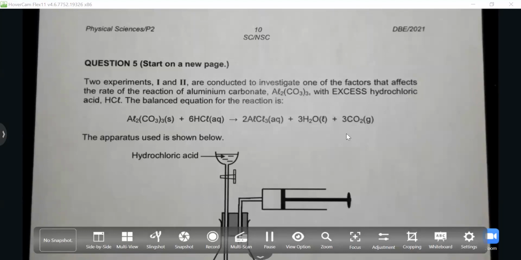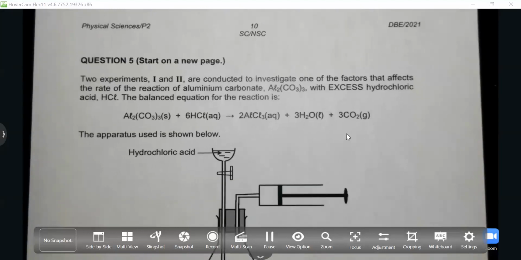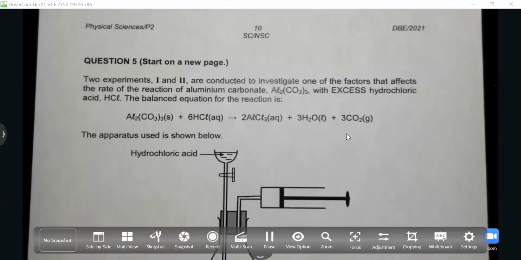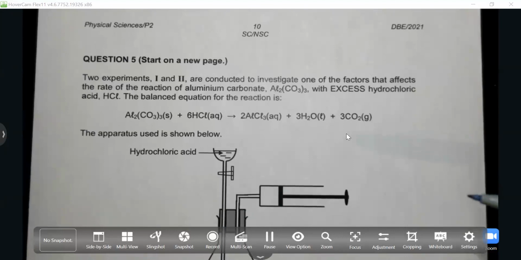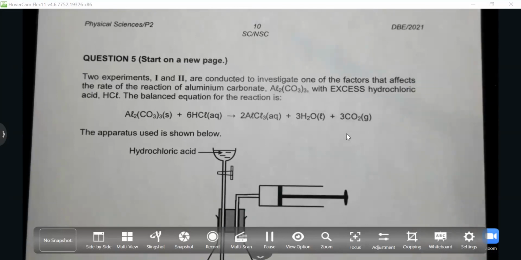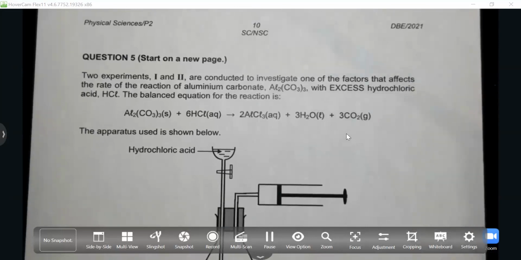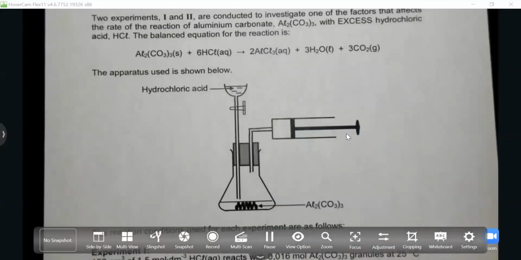Okay. So for both exam papers, 2021 and 2022, rates of reactions are usually asked in question five. So what I'm starting off here is the 2021 exam. This question tells us that we have two experiments, one and two, which are conducted to investigate one of the factors that affects the rate of a reaction of aluminium carbonate with excess hydrochloric acid. And then they give us the balanced equation and the apparatus that is used to do this experiment.